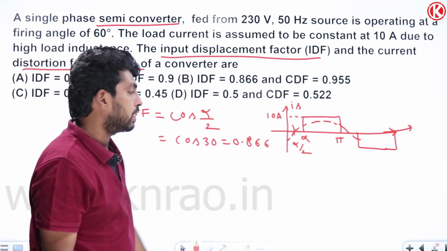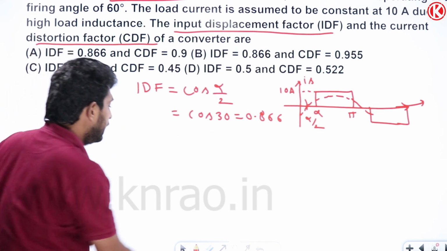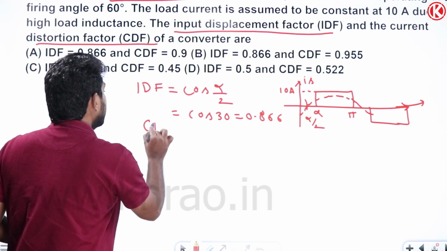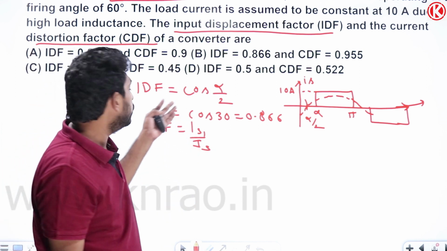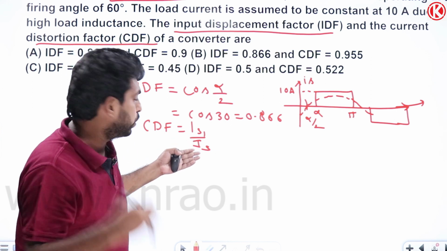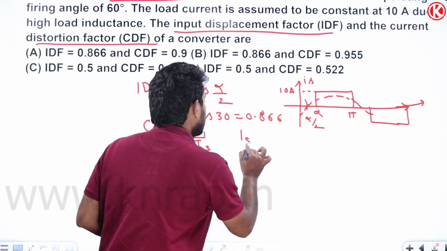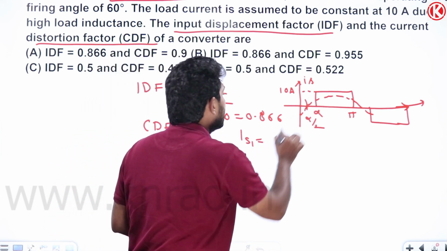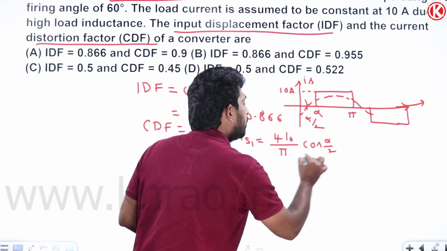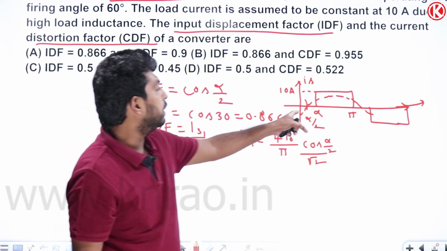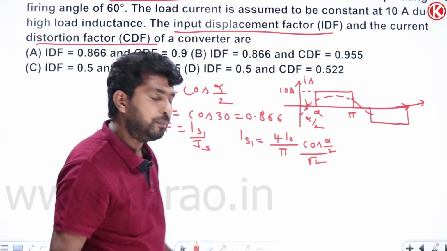Let me find the current distortion factor also. How can we find the current distortion factor here? The current distortion factor is equal to IS1 divided by IS, that is the RMS value of the fundamental source current divided by the RMS value of the source current. Let me find IS1 here. It will be 4I0 by pi into cos alpha by 2, divided by root 2. Here 4I0 by pi into cos alpha by 2 is the maximum value of IS, so dividing by root 2 gives the RMS value.